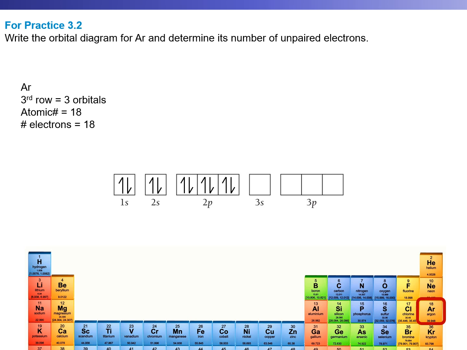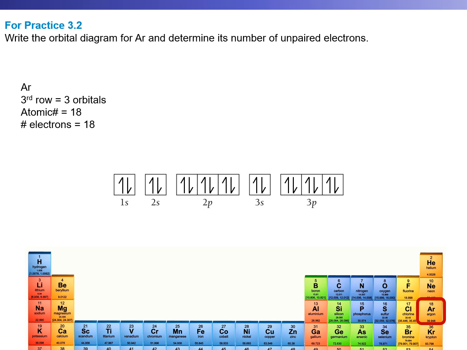So let's place another 2 in the 3s. That's 12. And then we've got 13, 14, 15, and other kids on the bus rule, 16, 17, and 18. So we have placed all 18 electrons in our orbital diagram. Now the question was, do we have any unpaired electrons? And the answer is no.